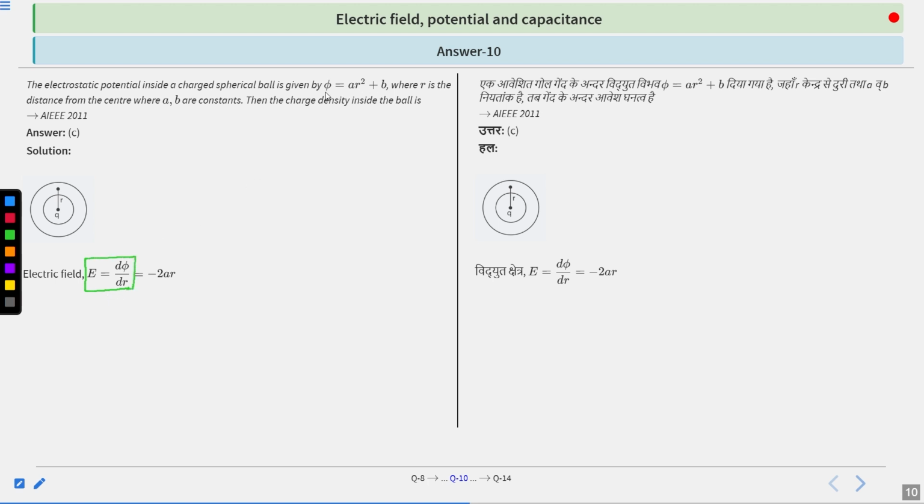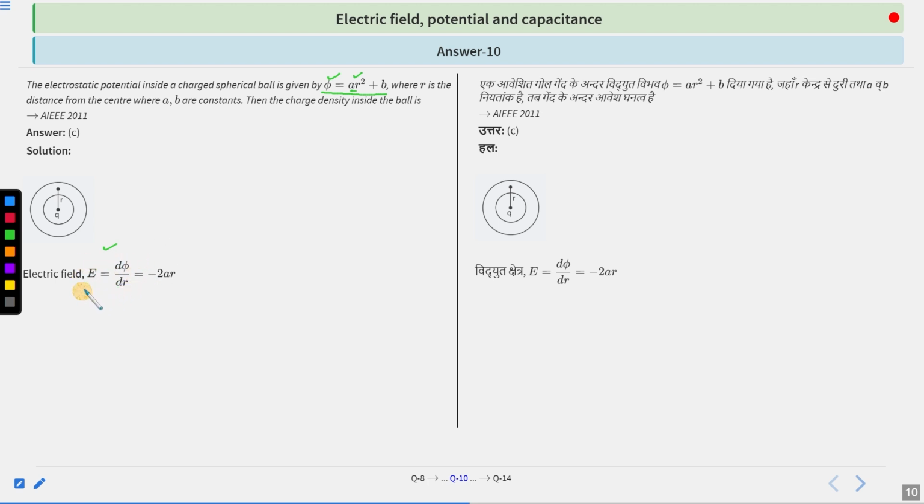So here phi is given, which is Ar square plus B. So put this phi value in this equation, take the derivative, and you will get minus 2Ar. So this is phi, and the derivative is 2 multiplied by A, r to the power 2 minus 1, it becomes minus 2Ar. Clear? So E is equal to minus d phi upon dr. So it becomes minus 2Ar.